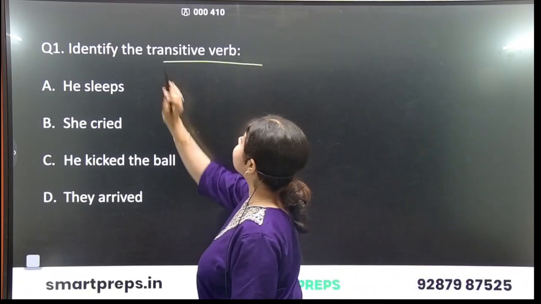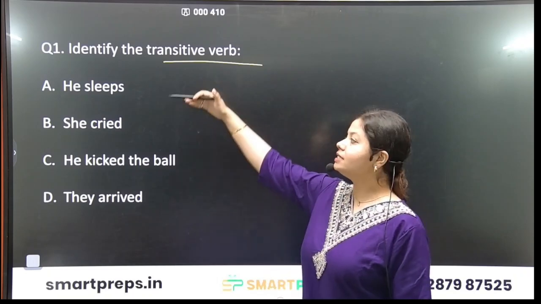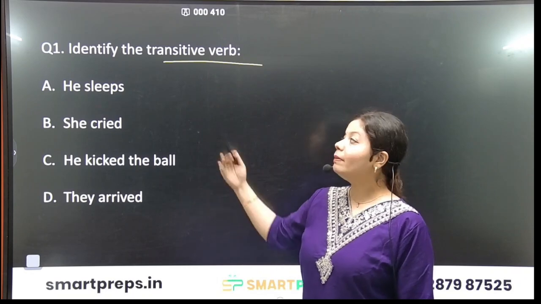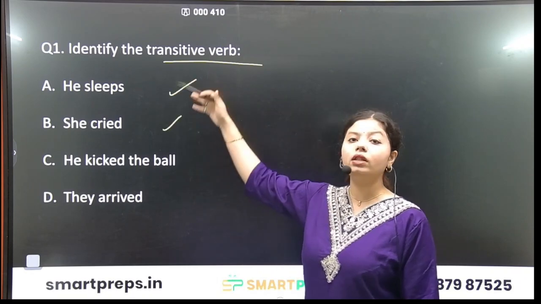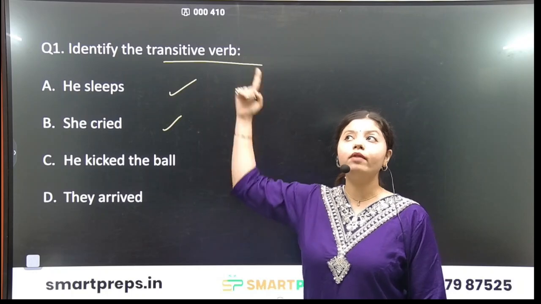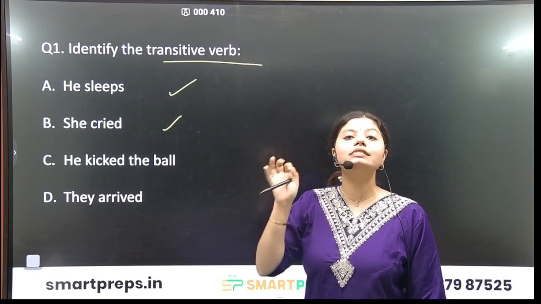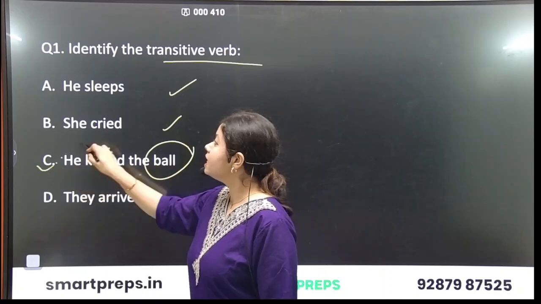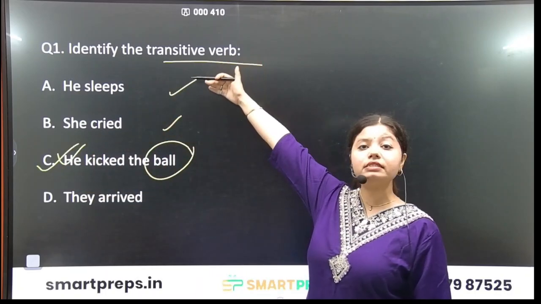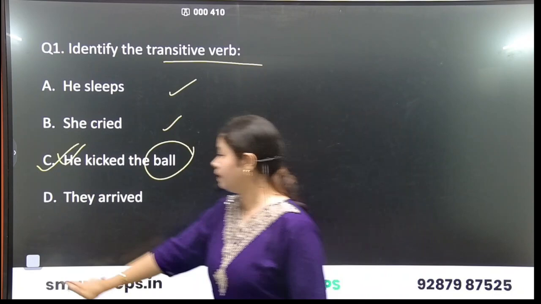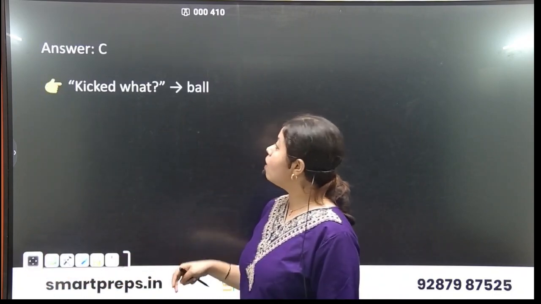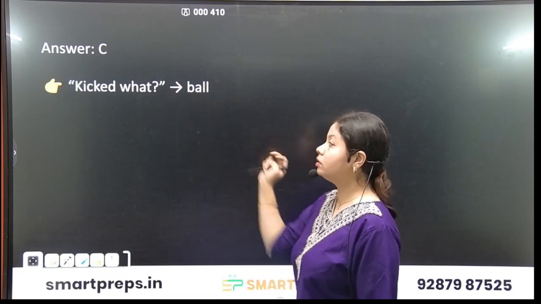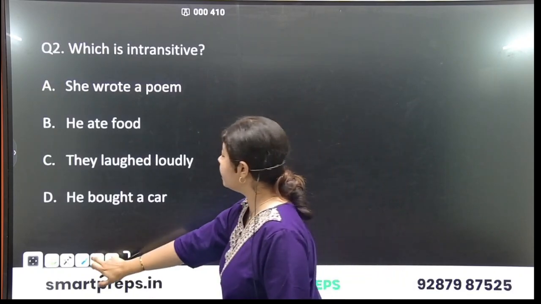Identify the transitive verb. He sleeps, she cried, he kicked the ball, they arrive. Now remember, I told you sleep, cried, all these do not take any object. But when we are talking about transitive, it will always take an object. He kicked the ball. So the answer is C. Kicked what? The ball.